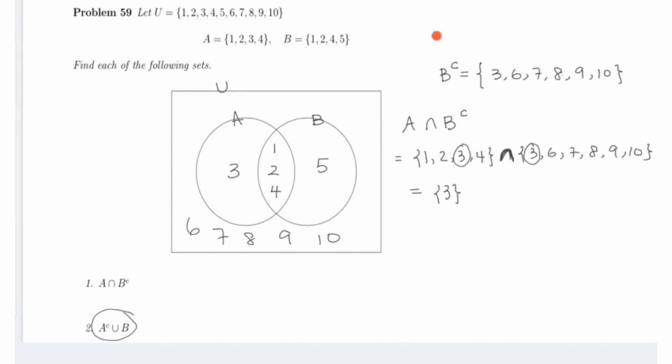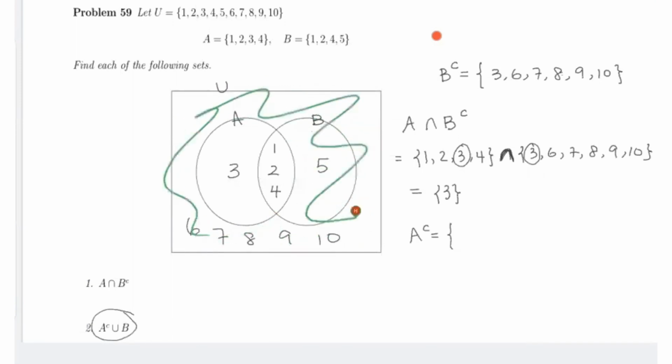Okay, so let's first compute A complement. A complement is everybody outside of the circle, other than A. Here's A, and anybody outside of that circle is A complement.